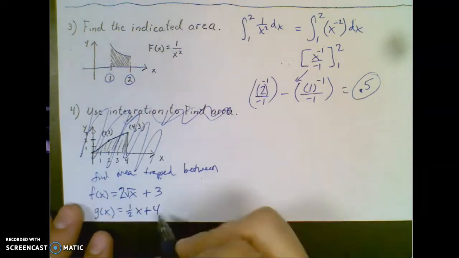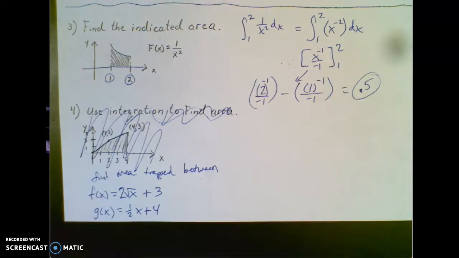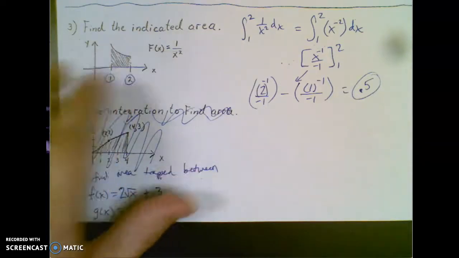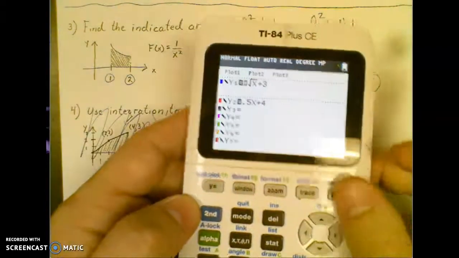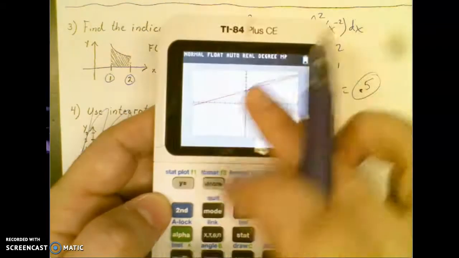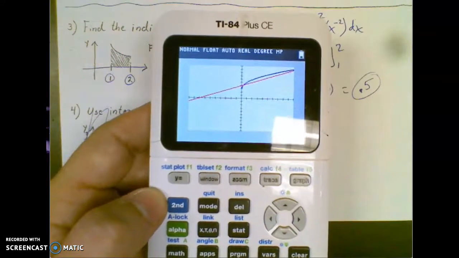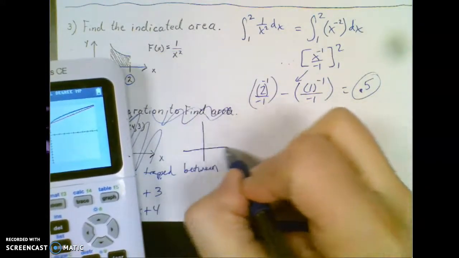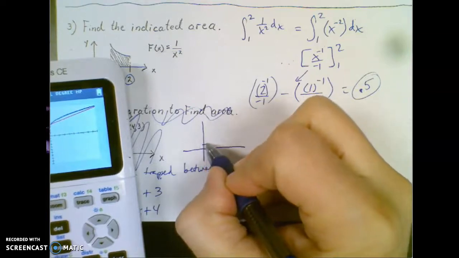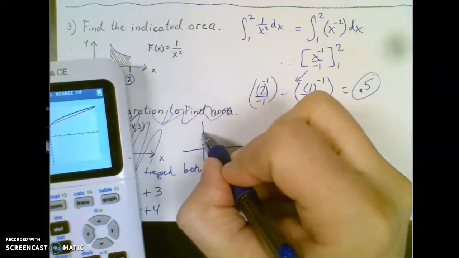I want the area trapped between those curves. Now you can't really do this problem without a picture. Kind of like here, I need a picture. So I graph them in my calculator. There's my two equations. I look at the graph and you can see there's an area trapped between them, right? So if I drew a quick sketch of that, I got this graph going like this.